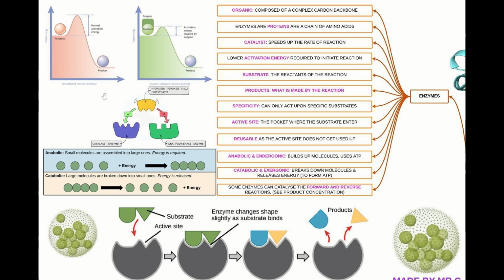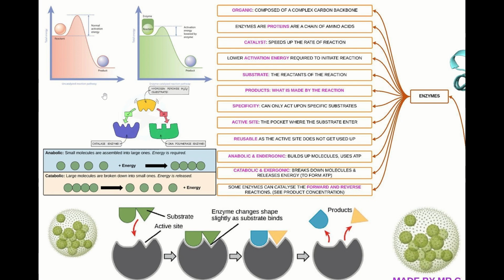Over here at the top of the left-hand side, we've got a diagram that shows you the effect of an enzyme on a reaction. In the reddy pink diagram, we've got an input of energy required called the activation energy for the reaction to take place. In the green, we've got the effect of what the enzyme does. It lowers the activation energy and therefore it allows the reaction to take place quicker.